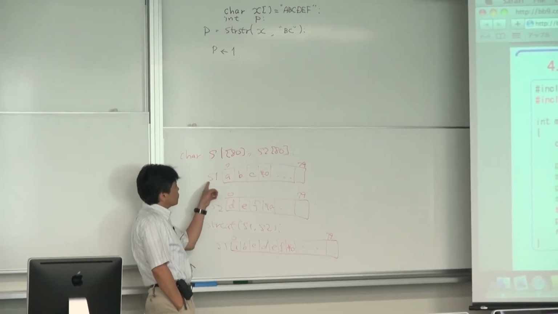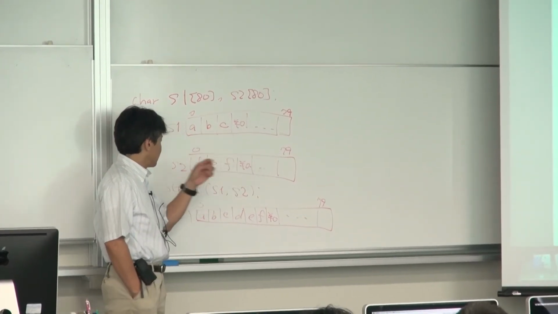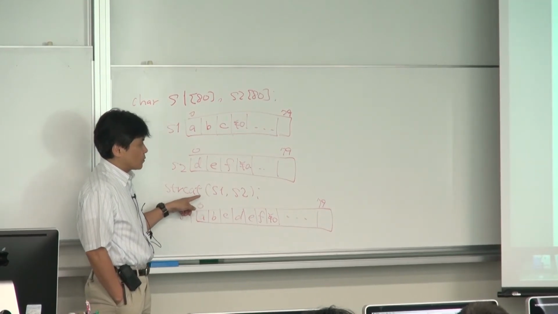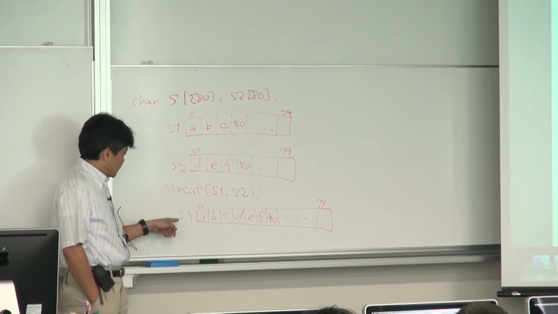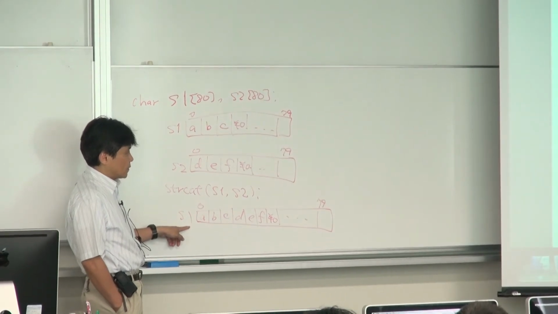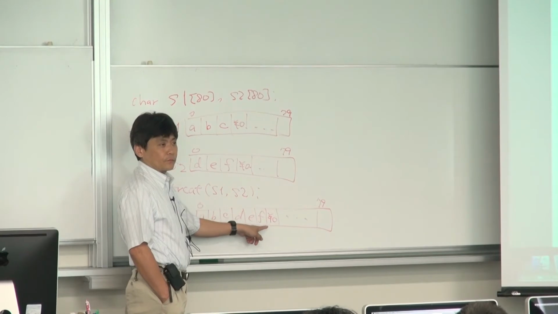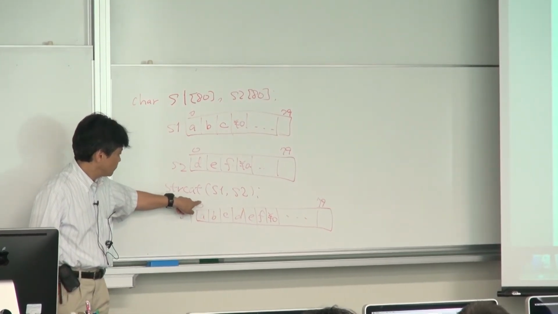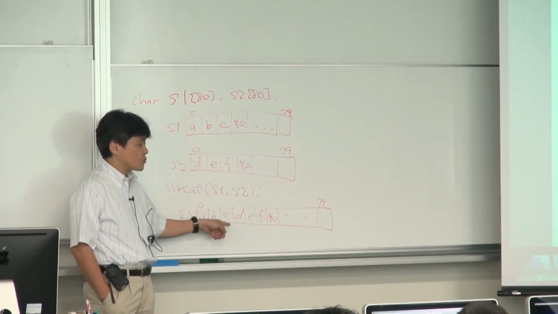So if S1 had the string A, B, C, and S2 had D, E, F, then after calling the string cat function with S1 and S2, the string variable S1 comes to have the string A, B, C, D, E, F. Okay? So this is the result of concatenation.